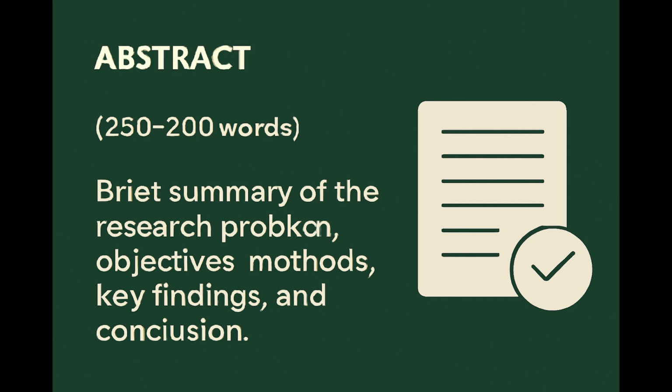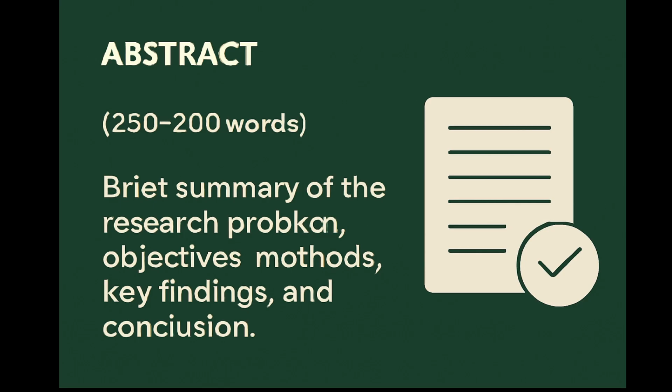Don't worry, it's easier than it sounds. Let's break it down into its key components. Your abstract needs to tell a complete story, and every good story has a beginning, a middle, and an end. For an abstract, this translates to four essential parts: the problem, the methods, the findings, and the conclusion. Let's look at each one.